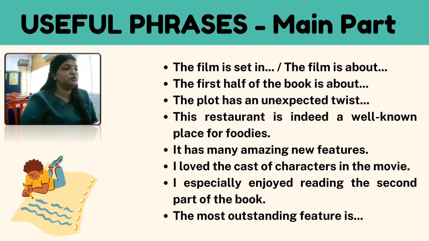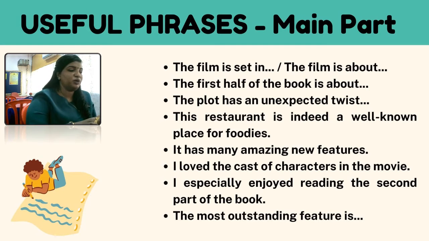Next, we are going to look into useful phrases that you can use when you are writing your main part, which would be the second and third paragraph. When you are writing your main part, you can start by mentioning the details about the thing that you are reviewing. For example, if you are reviewing a film, you can mention the film is set in, and give the details on the time or the era the movie is set in, and then what the film is about as well.